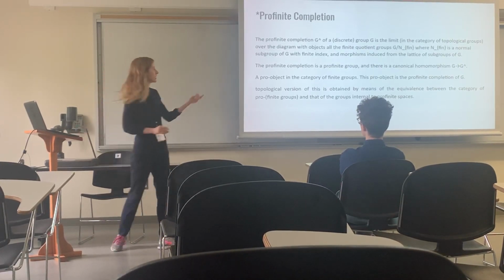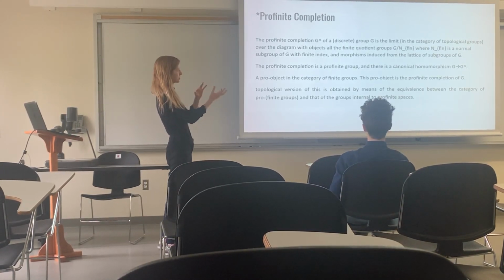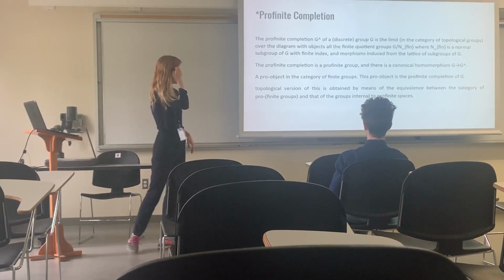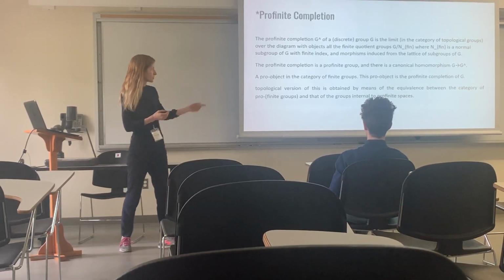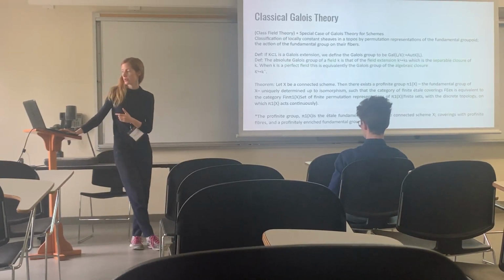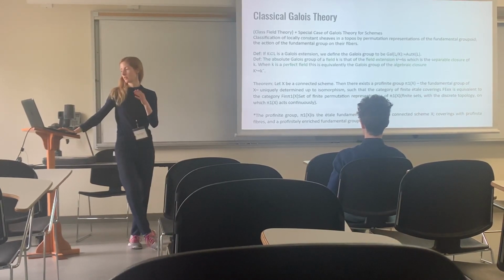To get a profinite group, a completion of a group, you're going to have the limit over the diagram with all the objects, just finite quotients of this. So the completion is a profinite group, and it's nice. The topological version of this should be an equivalence between the two. For classical Galois theory, it's class field theory plus a special case of Galois theory for schemes, which is totally okay.